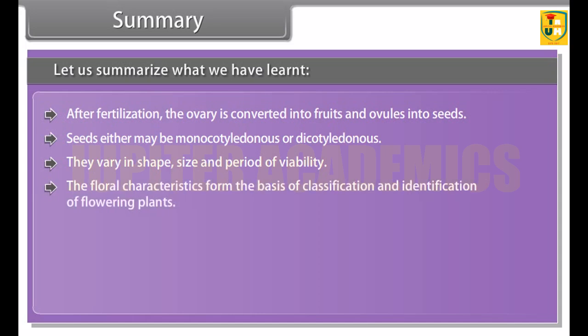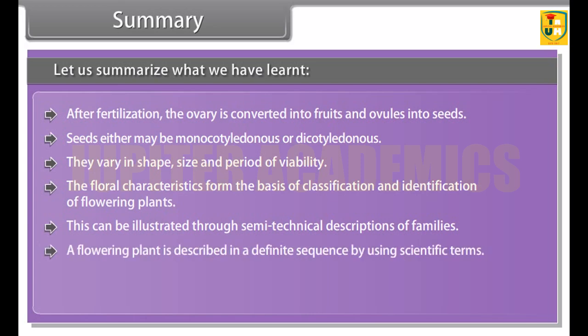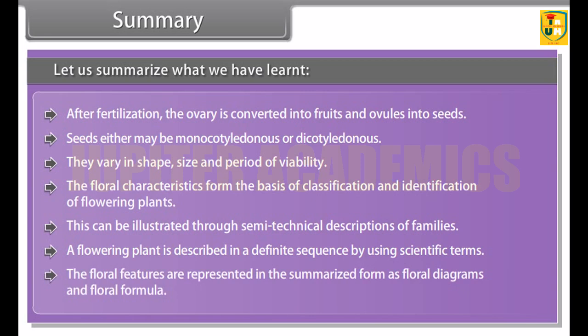The floral characteristics form the basis of classification and identification of flowering plants. This can be illustrated through semi-technical descriptions of families. A flowering plant is described in a definite sequence by using scientific terms. The floral features are represented in the summarized form as floral diagrams and floral formula.